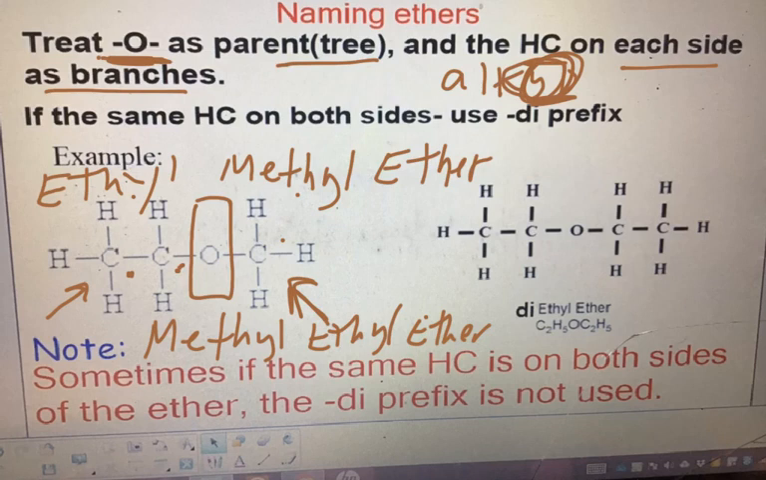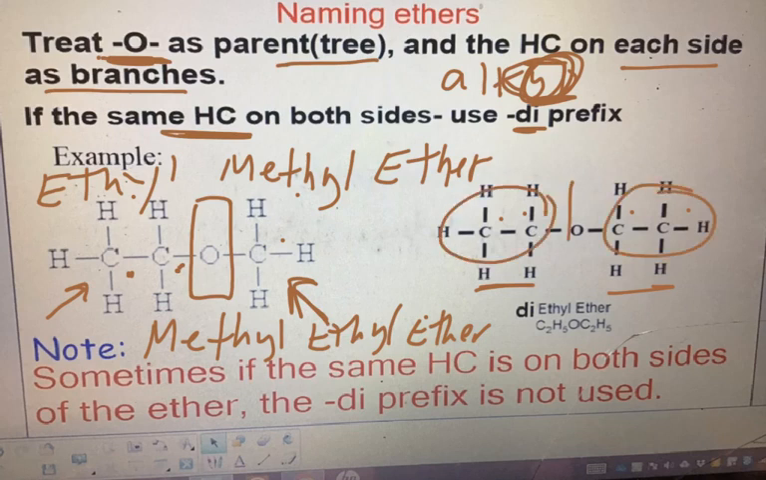Okay, so let's look at this example over here. Now I put under here, right? If you have the same hydrocarbon on both sides, use the prefix di. Okay, so for example, I have two carbons hanging off the side there. I have two of the same group. These guys right here are the same. This is my parent, right? So what happens, you would simply call this guy diethyl ether, okay?